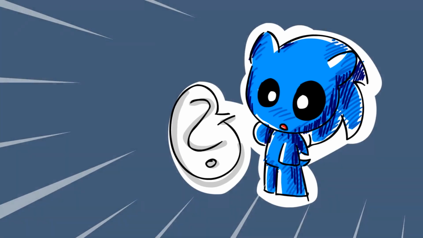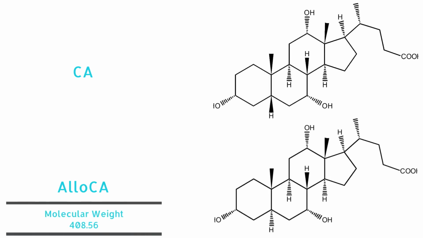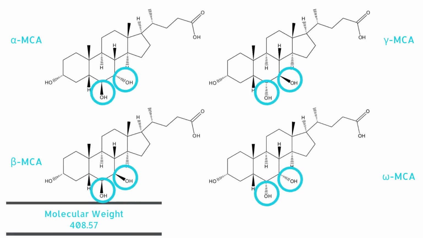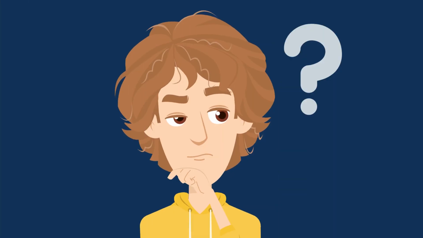Answering this question became difficult when we encountered bile acids that we could not easily differentiate. It is because they have the same molecular formula and molecular weight, but they have very small differences in atomic arrangements. So what do we do now?